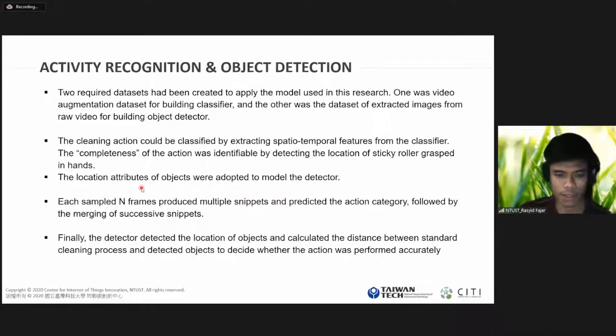The location attribute of objects was adapted to model the detector. Each sample and frames produced multiple snippets and predicted the action category, followed by merging of successive snippets. Finally, the detector detects the location of the object and calculates the distance between the standard cleaning process and the detected objects to decide whether the action was performed accurately.